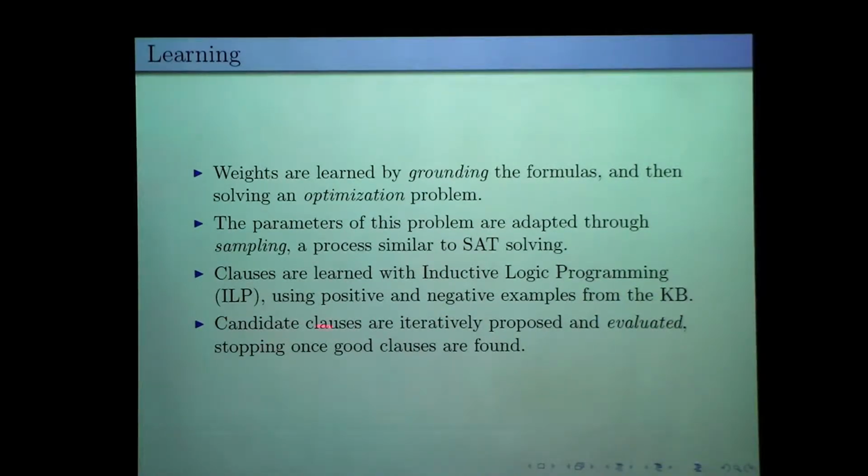The basic idea of this algorithm is that candidate clauses are proposed, evaluated, and you just stop once you have found good clauses. But it's a very time-consuming process.